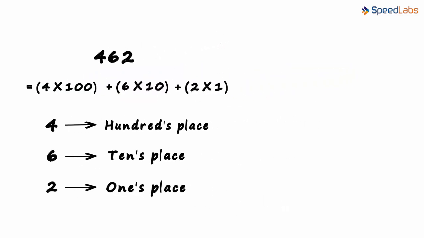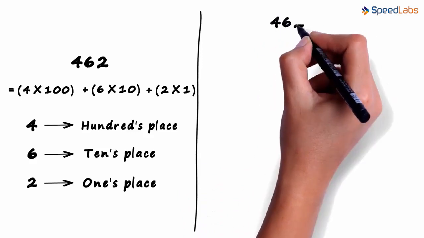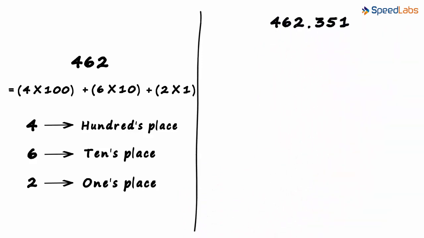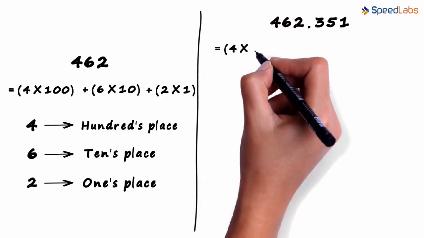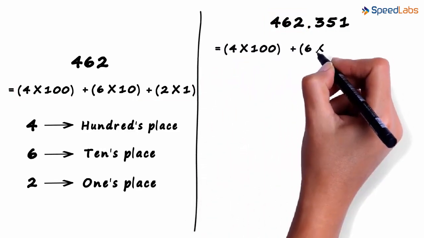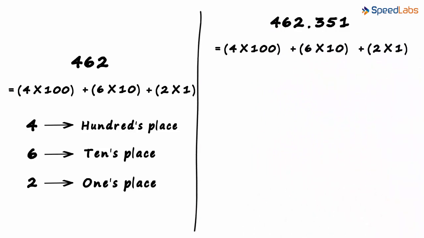But what if we have a decimal point in the number? Say a number like 462.351. How do we understand this number? It's simple. The digits that appear before the decimal point work just like this one. It will be 4 times 100 plus 6 times 10 plus 2 times 1. But what is the place value of the digits after the decimal point?